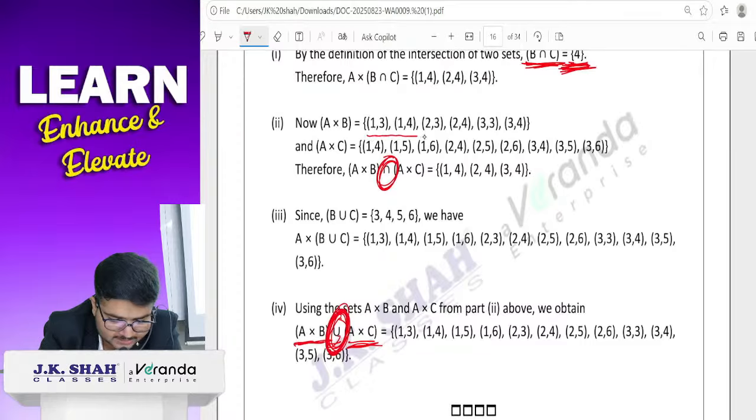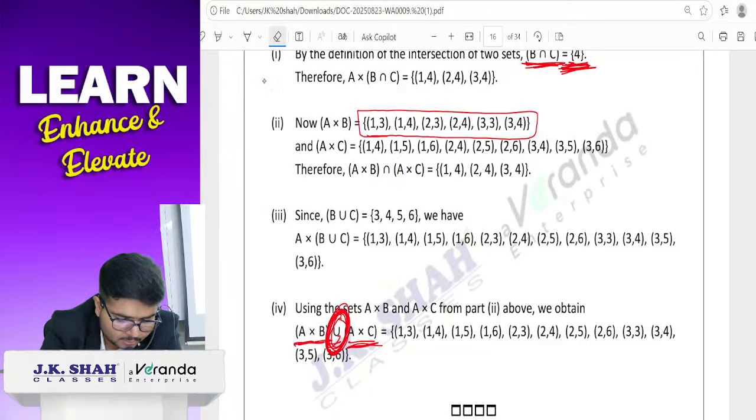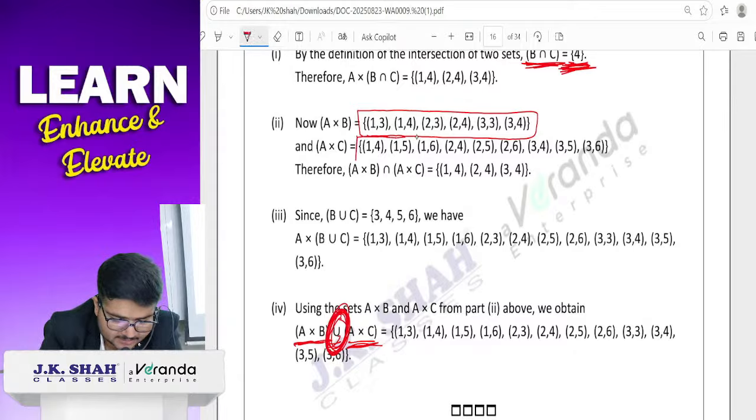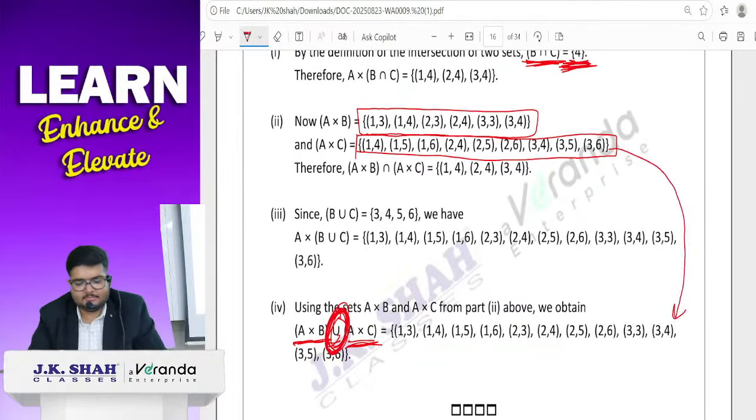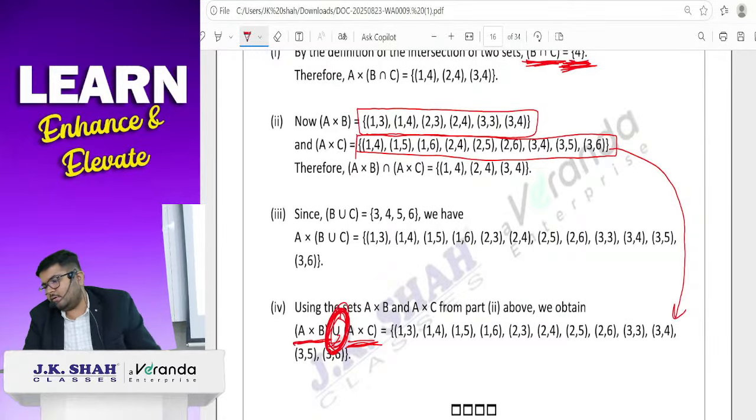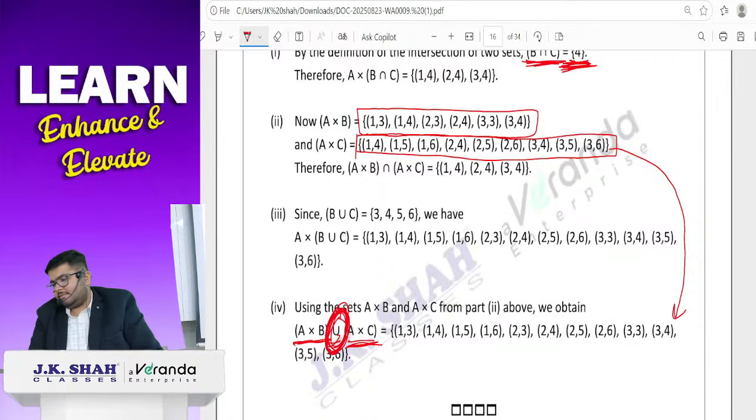So all these elements which I am marking in a box, all these elements will come together and form a bigger set which is given here, right? You just don't have to write the repeating ordered pairs again and again. You just have to write them only one time. Everybody understood? Can I move forward?